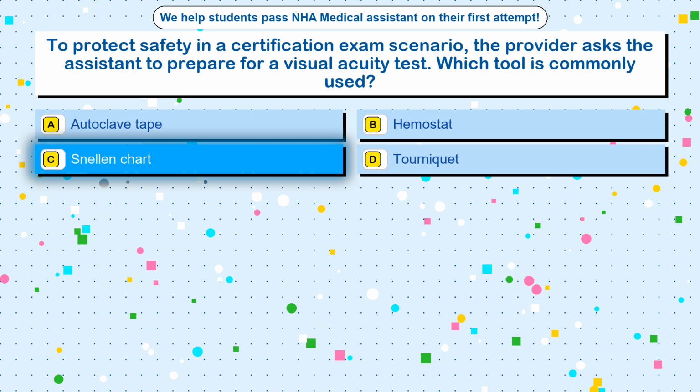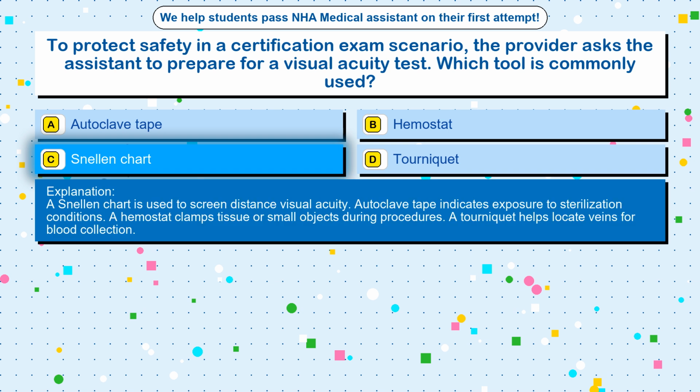Snellen chart. A Snellen chart is used to screen distance visual acuity. Autoclave tape indicates exposure to sterilization conditions. A hemostat clamps tissue or small objects during procedures. A tourniquet helps locate veins for blood collection.